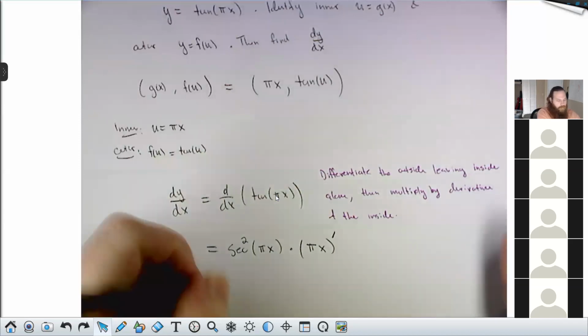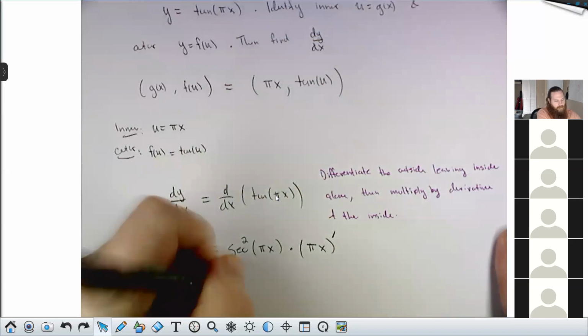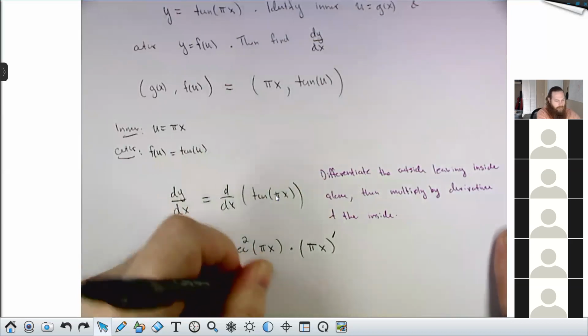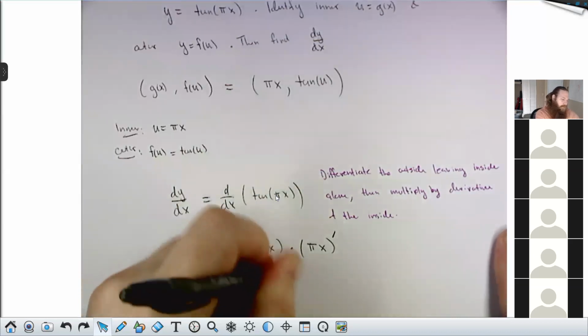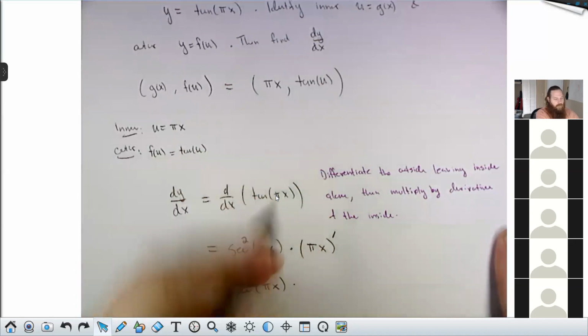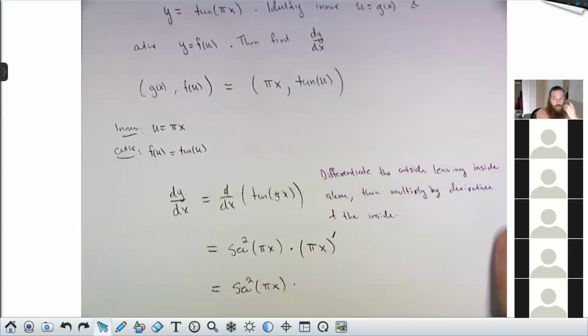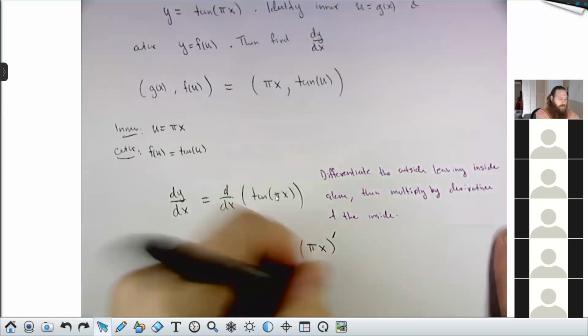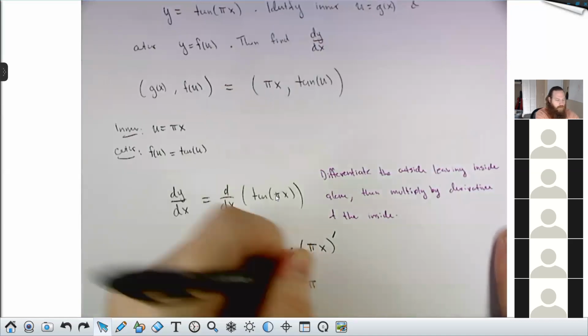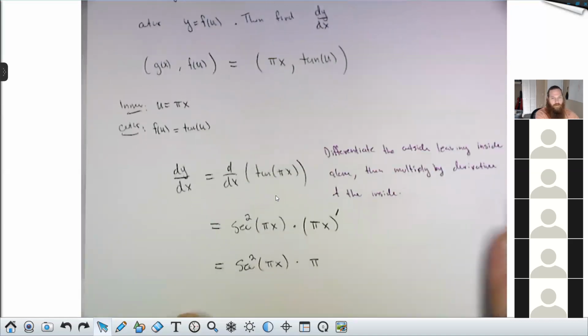So then the derivative of pi x, that's all I need to finish this up. If you differentiate pi x, it's just like differentiating 2x or 7x or 10x. The x differentiates to 1 and the constant multiple comes along for the ride. So this is secant squared pi x times pi. Questions on this one?